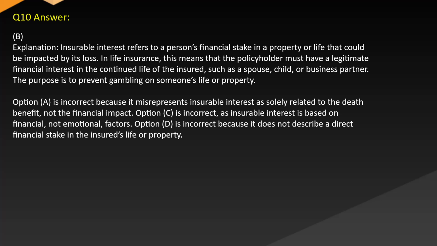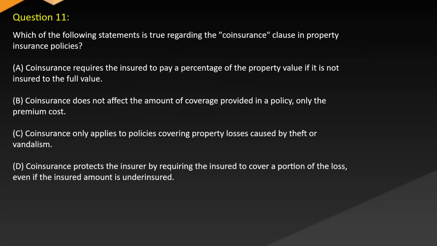Option A is incorrect because it misrepresents insurable interest as solely related to the death benefit, not the financial impact. Option C is incorrect as insurable interest is based on financial, not emotional factors. Option D is incorrect because it does not describe a direct financial stake in the insured's life or property. Question 11. Which of the following statements is true regarding the coinsurance clause in property insurance policies?